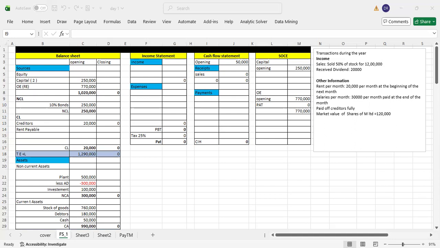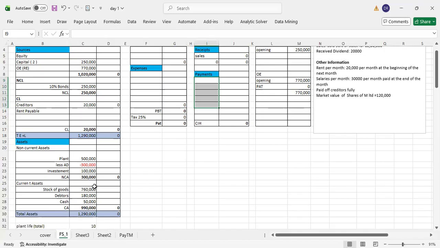Let us convert this information into Excel. Let us go to the Excel. So this is the opening balance sheet given. Equity 1.02 million, the non-current liability 250,000, current liability 20,000, supported by the non-current assets 300,000 and current assets 990,000. So therefore, assets are equal to the sources, and sources are equity plus liability.